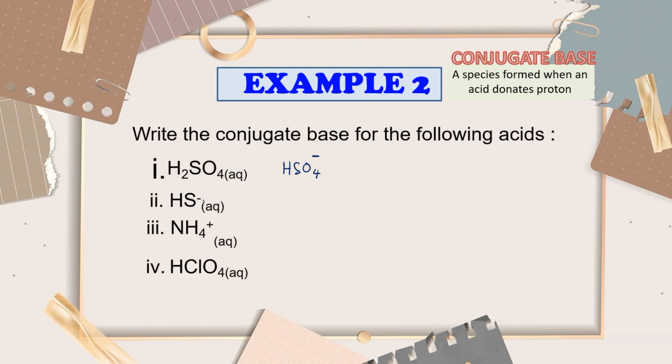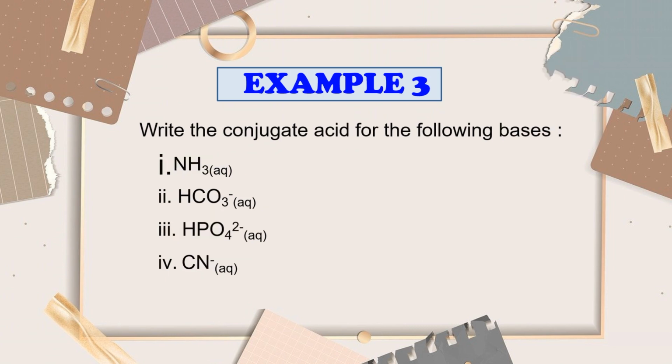HS minus donates H plus and becomes S2 minus. NH4 plus donates a proton, so it becomes NH3, neutral. HClO4, when it donates a proton, becomes ClO4 minus.